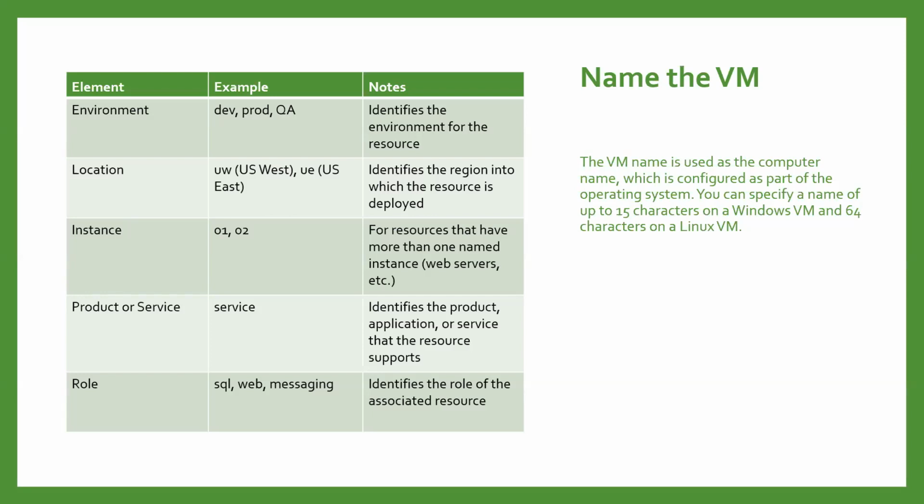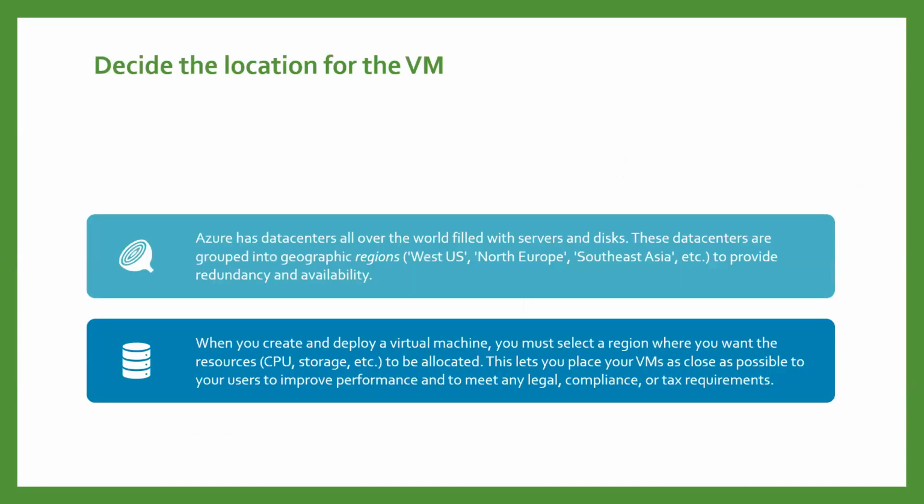Here are the examples. Environment: development, production, QA identifies the environment for the resource. Location: US West, US East identifies the region into which the resource is deployed. Instance: 01, 02 for resources that have more than one named instance. And product or service, for example service, identifies the product, application, or service that the resource supports.